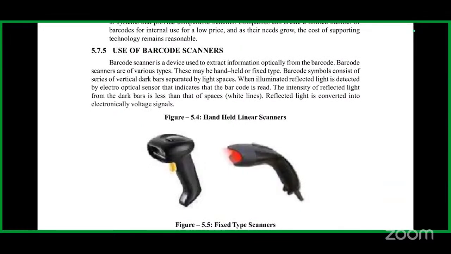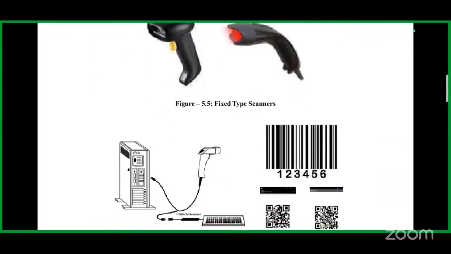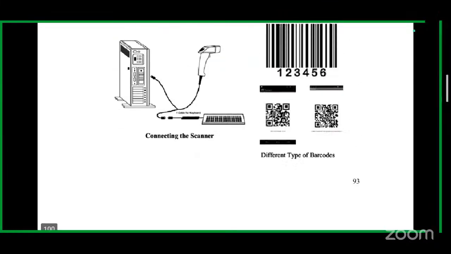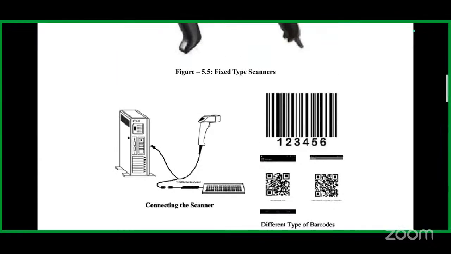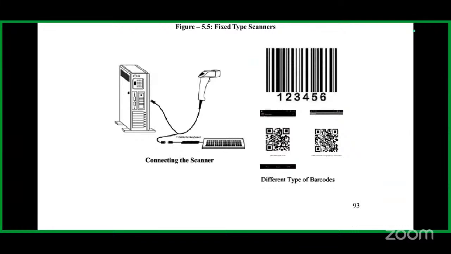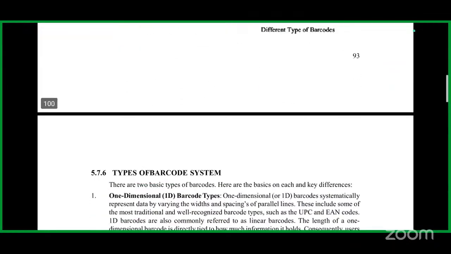So these are the barcode scanners. If you look at your handheld linear scanners, they are fixed and can be held in the hand. They read vertical dark bars separated by light spaces. Just look here, they scan and are connected to the system. You can see here we have different types of barcodes. The above one is lines, and these are different, with squares and boxes at the ends, different shapes and different structures.